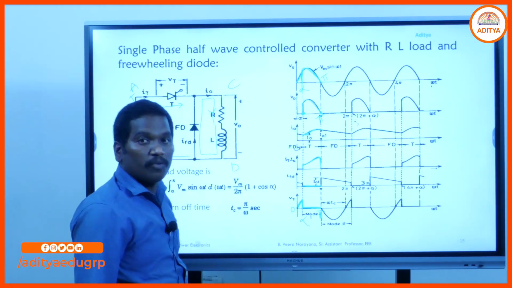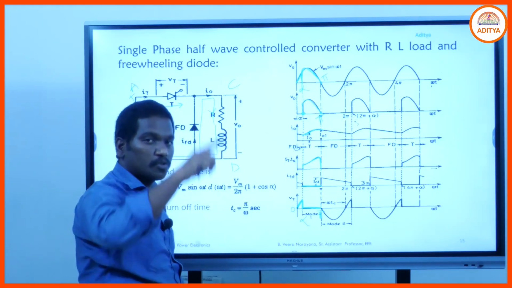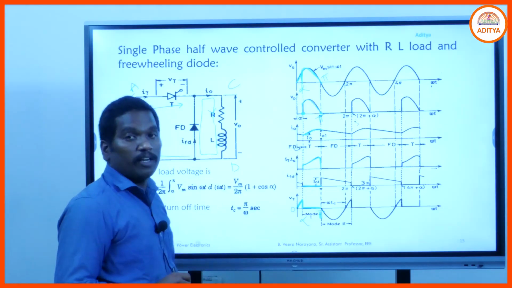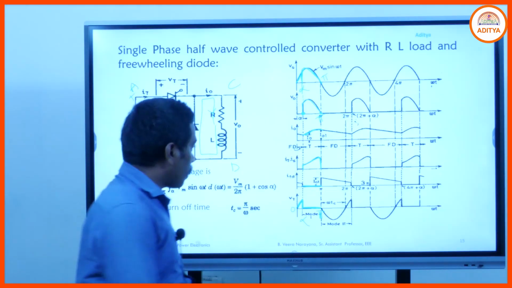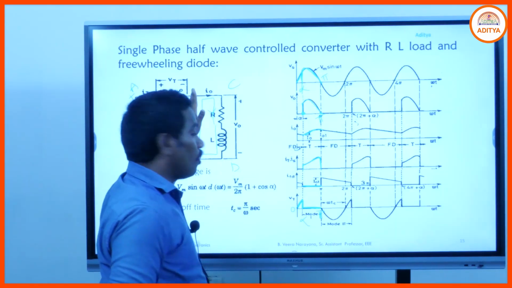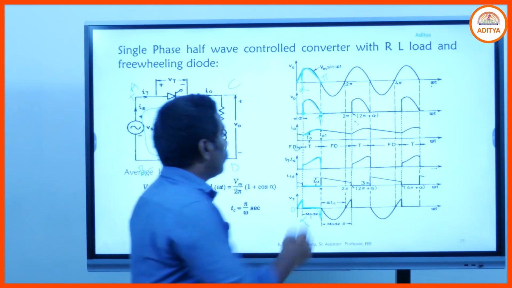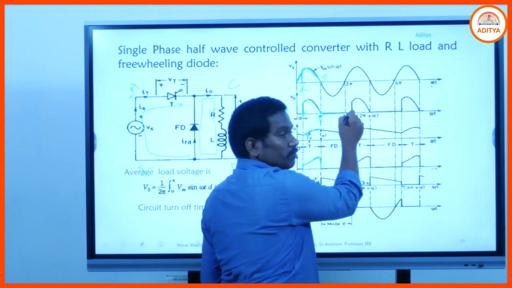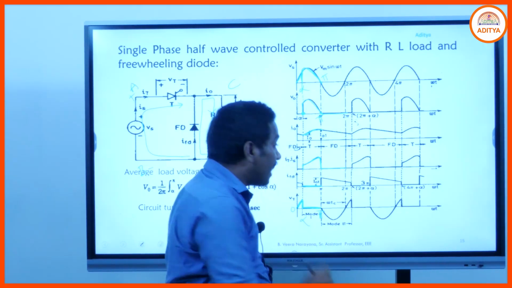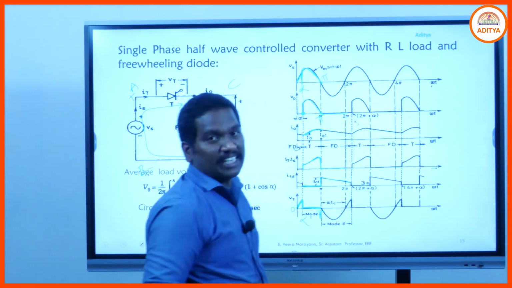If you keep the freewheeling diode, then a major amount of the load current is discharged to the load through the freewheeling diode, and the SCR automatically goes to the off state. So observe here, when the SCR is in the off state, this diode comes into the picture. It acts as a short circuit across the load, hence the output voltage is 0 and the current flow through the SCR will be 0. Then the current flow through the freewheeling diode will be of discharging nature.